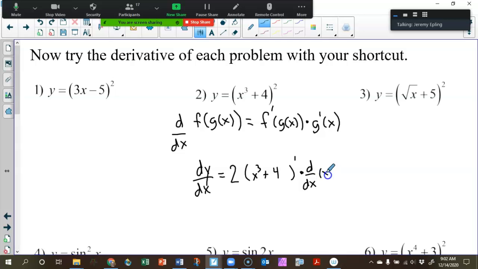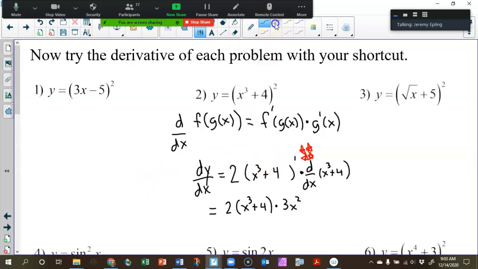Now, it is going to be a requirement for quite some time that we write out this derivative of the inside piece. Part of that is for problems that get more complicated. The other part is this is the most commonly missed part when we do our chain rule. And you're going to hear me lots of times when you miss this go, chain rule, because you missed the derivative of the inside piece. And we get our derivative, 2 times x cubed plus 4 times 3x squared.